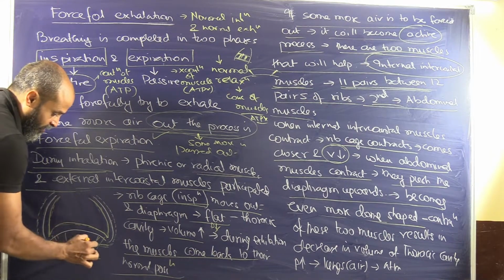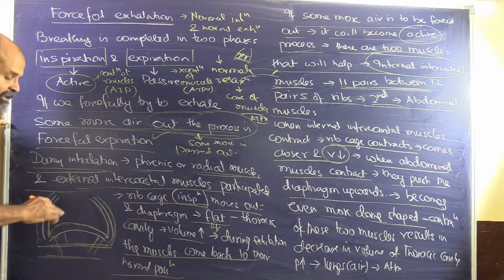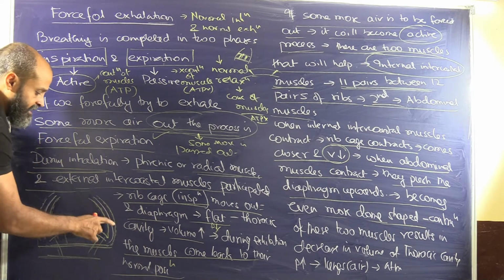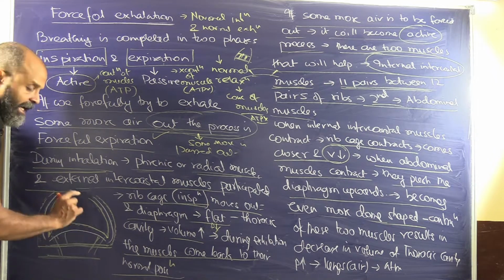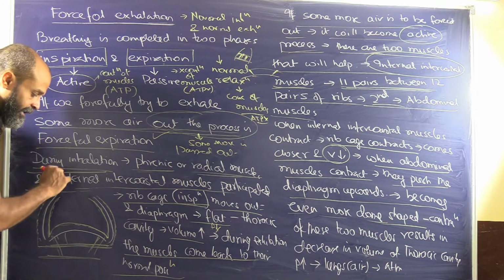Forceful inspiration, the volume increases. Okay, the volume of the thoracic cavity increases due to the external intercostal muscles and the phrenic or radial muscles of the diaphragm movement. So it increases, the air rushes in.